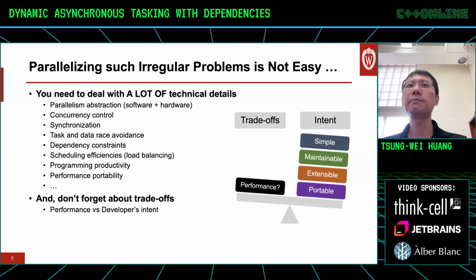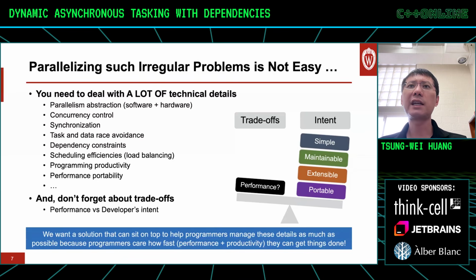Turns out, if you would like to parallelize this type of irregular problem, it's not very easy because you always have to deal with a lot of technical details such as parallelism abstraction over software and hardware, concurrency control, scheduling efficiencies. You have to worry about performance portability and productivity and so on and so forth. And there is always this trade-off between what you want and the cost of that intent. For example, everybody wants simple, maintainable, extensible, and portable implementation, right? But each of that intent comes at the cost of performance.